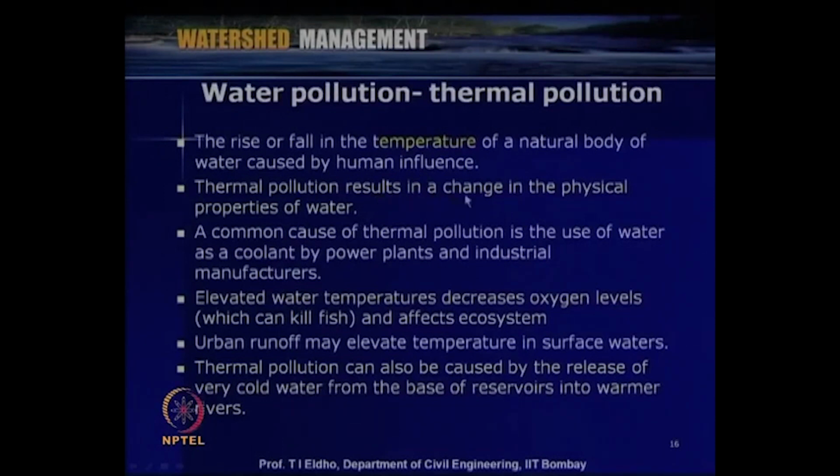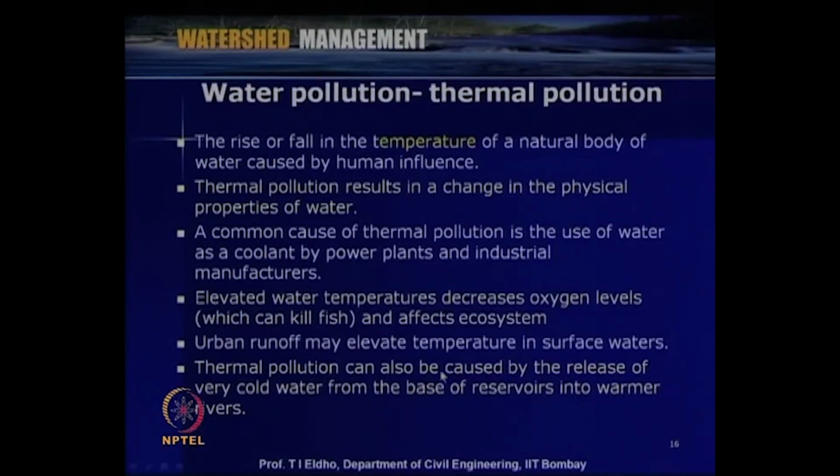Thermal pollution results in a change in the physical properties of water. A common cause of thermal pollution is the use of water as a coolant by power plants and industrial manufacturers. Then elevated water temperature decreases oxygen levels. This is the side effect: when the temperature rises, the oxygen content reduces. That can kill the fish and affect the aquatic systems or ecosystems. And urban runoff may elevate temperature in the surface waters like lakes or rivers or the ocean.